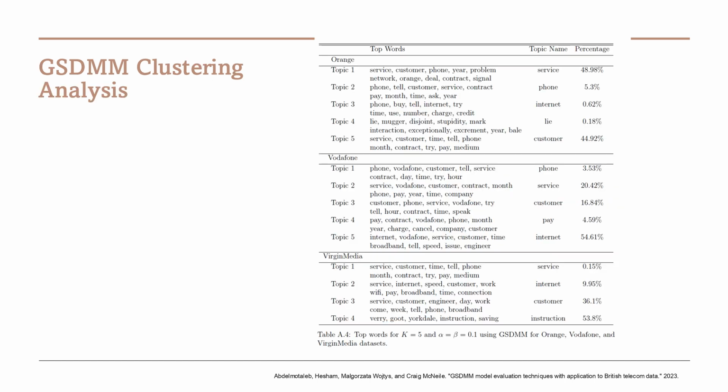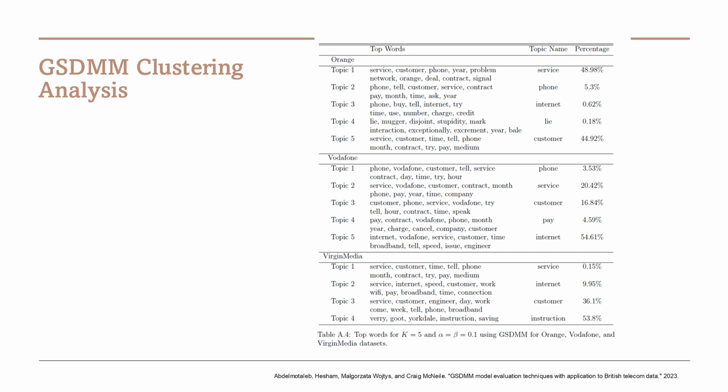And here are the results from my work with GSDMM clustering. Quickly, here is topic 1, topic 2, topic 3. For example, here are the top repeated words. At topic 1, the most repeated words are service, customer, phone, year, problem, and so on. We named it service, and it covered around 48% of the data, because we have, I think, around 100,000 reviews.